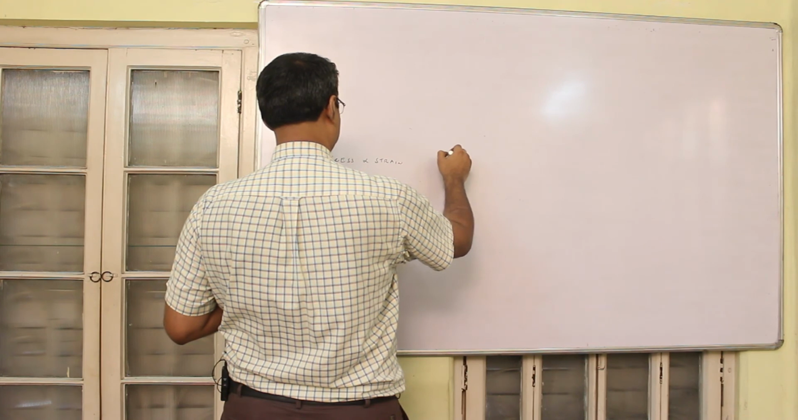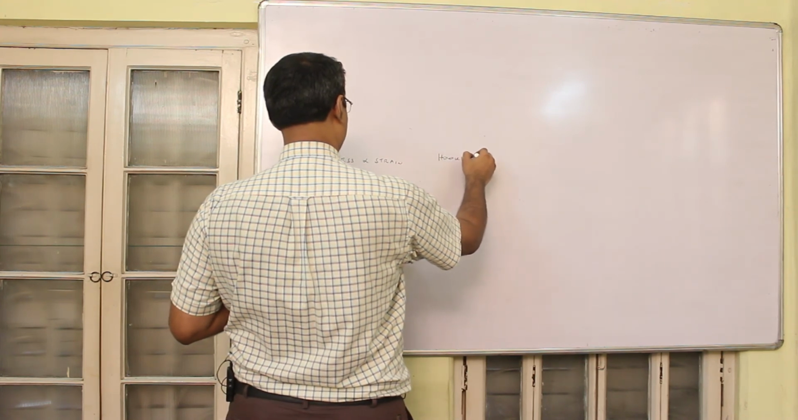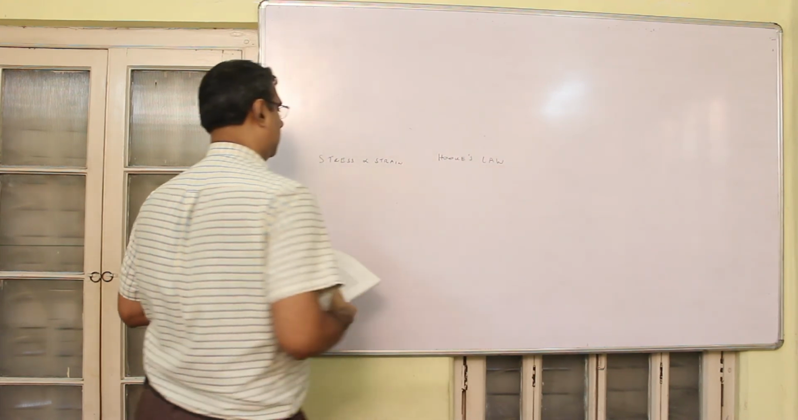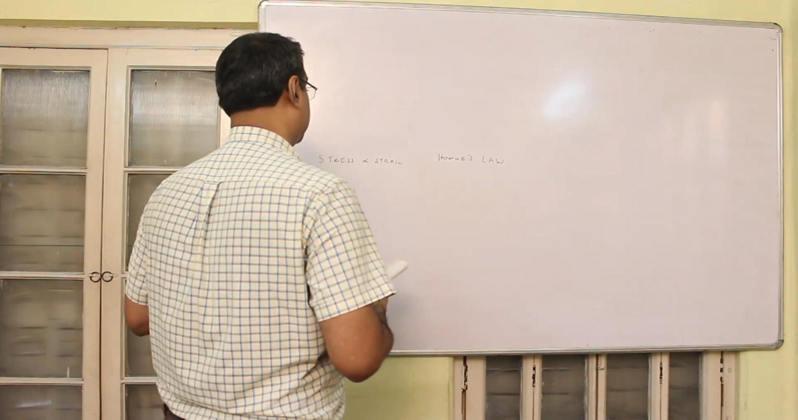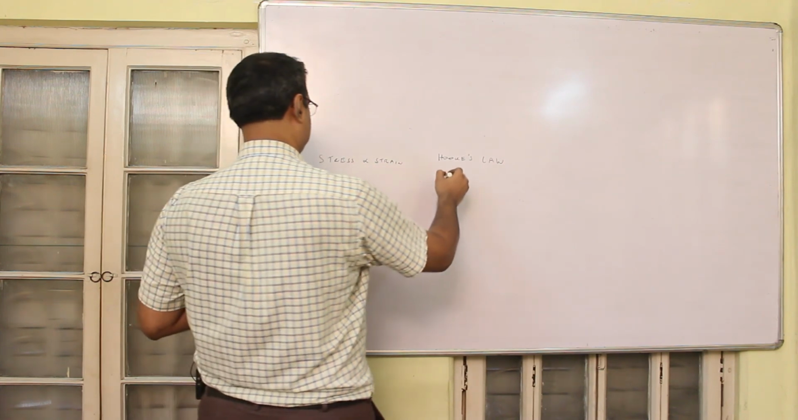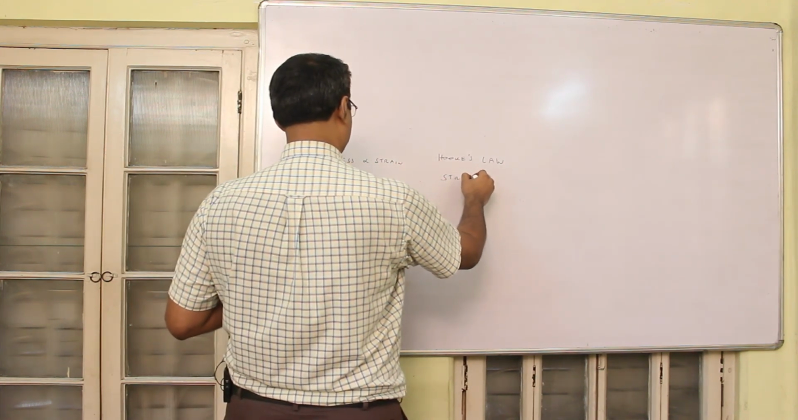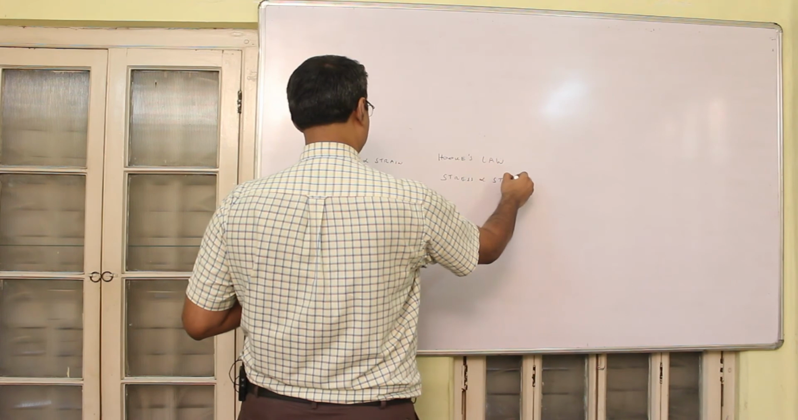First thing is, there is a law for this. It is called Hooke's law. According to Hooke's law, if the deformation is small, then stress is proportional to strain. This is Hooke's law.